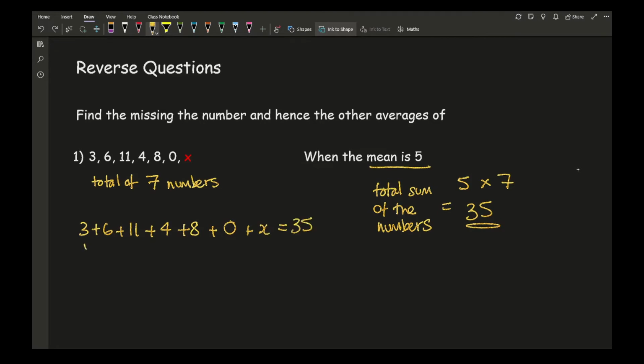So if I add up all of these numbers together, I've got 3 plus 6 plus 11 is 20, and then we've got 32. So I've got 32 plus x equals 35, and then all I've got to do is work out what x is. So what plus 32 gives you 35? Well, the opposite of adding is taking away. So here we've got x equals 3, and there is my missing number.